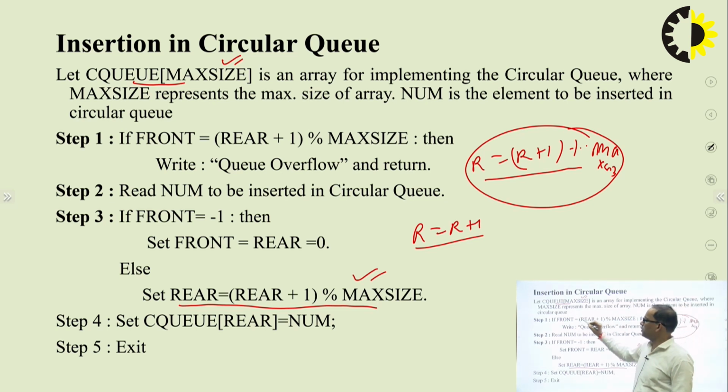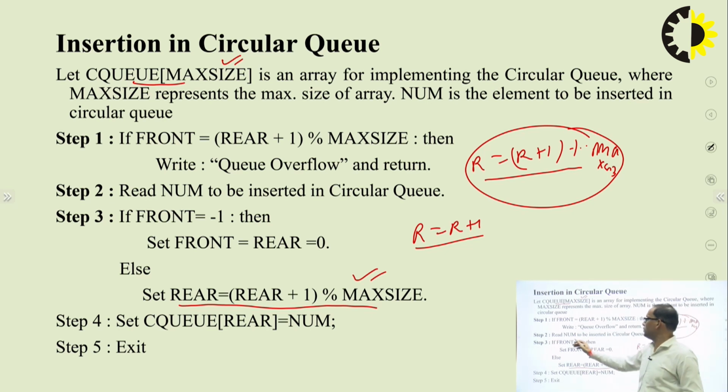In order to insert an element in the queue, at first we will check whether there is space in the queue or not, whether the queue is overflow or not. So front is equal to (rear plus 1) modulus max size. This condition is used to check whether the circular queue is overflow or not. If this condition is satisfied, then we will say that the queue is full, or overflow. Otherwise, if the queue is not full, it means there is some space to insert the new element.